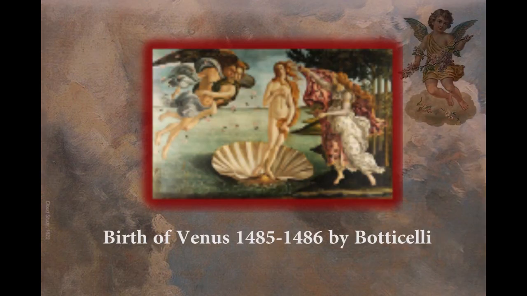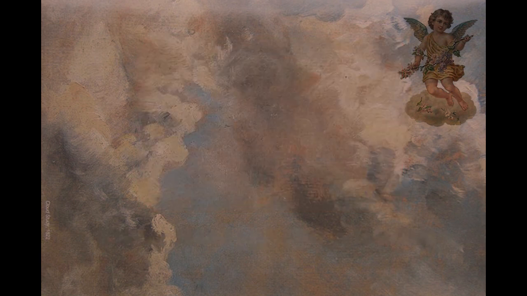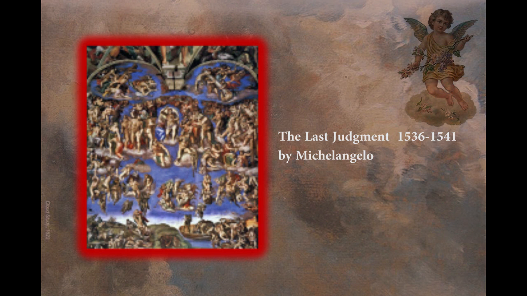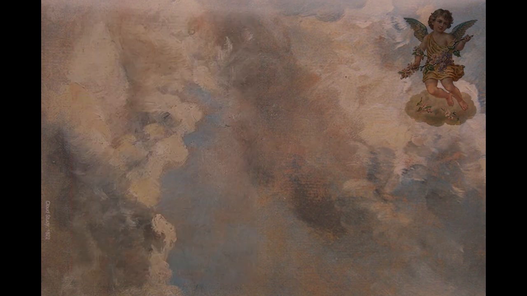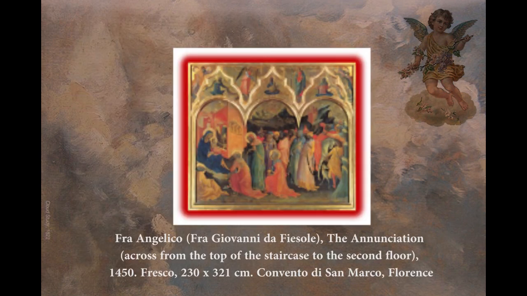Birth of Venus, 1485 to 1486, by Botticelli. The Last Judgment, 1536 to 1541, by Michelangelo. Mona Lisa by Leonardo da Vinci. Fra Angelico, Guido di Pietro, also called Giovanni da Fiesole, The Annunciation, across from the top of the staircase to the second floor, 1450. Fresco, 230 by 321 centimeters. Convento di San Marco, Florence.